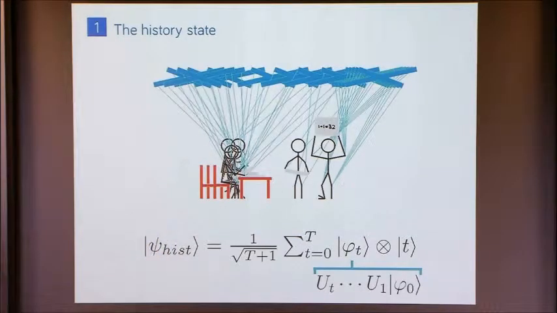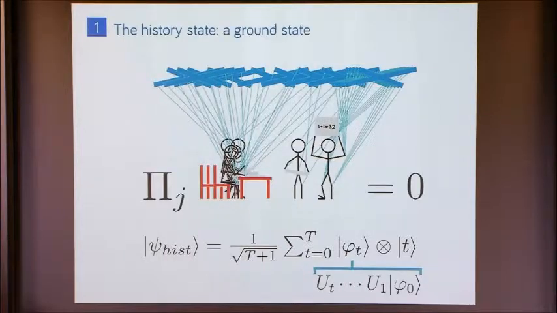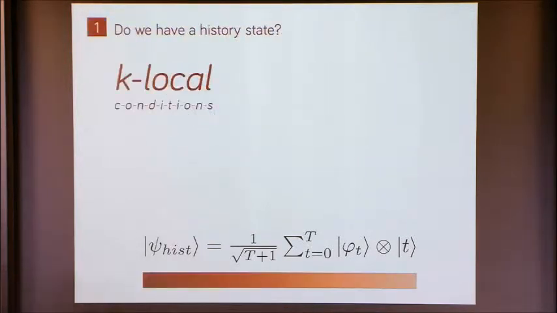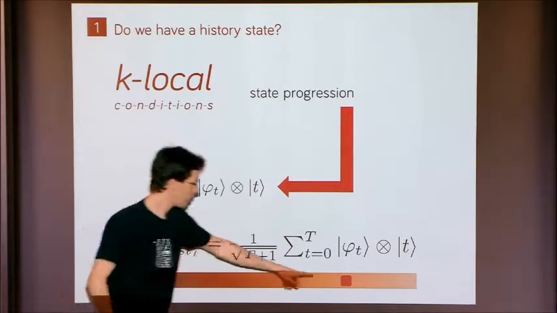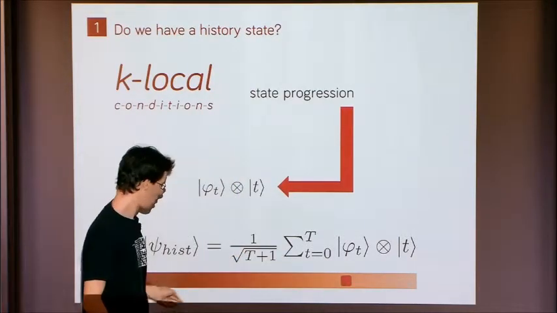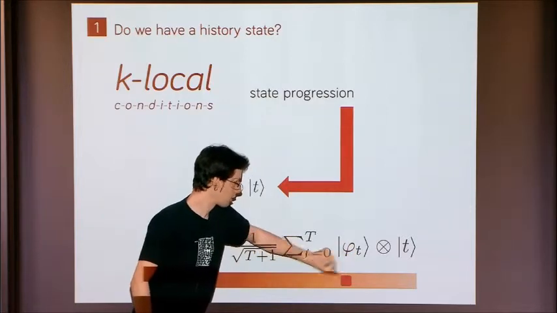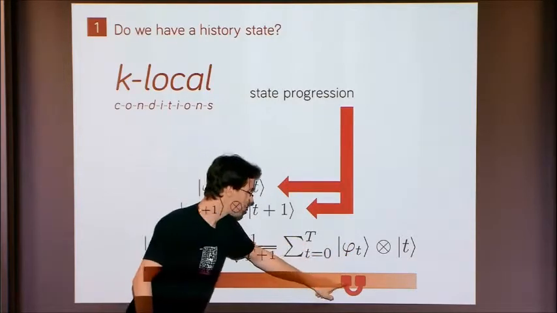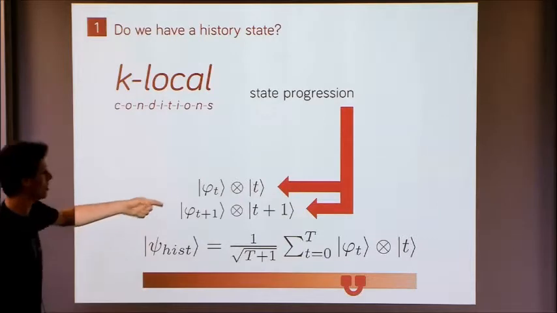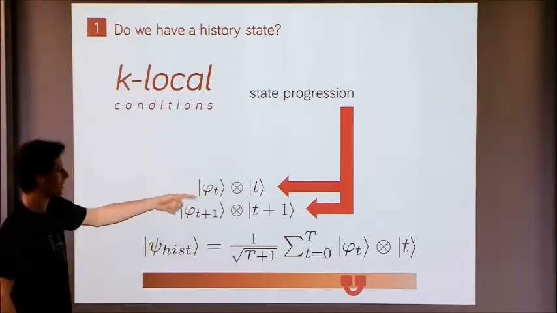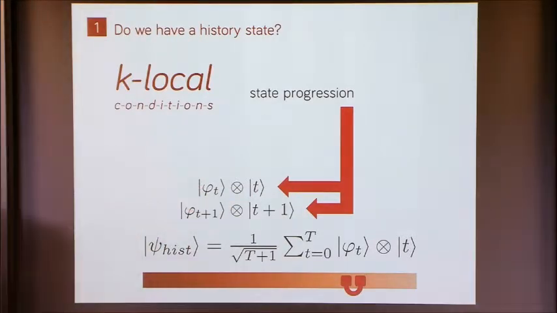And this uniform superposition is the history state, and it's a very special state which we can make into a ground state of a particular sum of many terms, and then this creates this local Hamiltonian so that we can write k-local conditions so that whenever there is a state in a particular state of a computation, then there needs to be the next state in the computation, just like the clock goes forward and the data gets computed on.